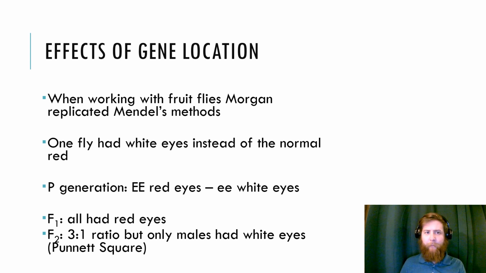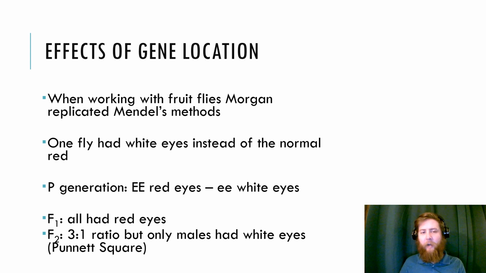When working with fruit flies, Morgan replicated Mendel's methods. He carefully crossbred flies with certain traits. He used the pure breeding method, where he would take a true breeding red-eyed fly and mix it with a true breeding white-eyed fly. The fly that has white eyes is the little e, and the one that has red eyes is the big E. Red eyes is dominant. So in the first generation, as we would expect with the dominant trait, all of them were red eyes. And in the second generation, the F2, there was a 3-to-1 ratio where only males had white eyes, this little e.